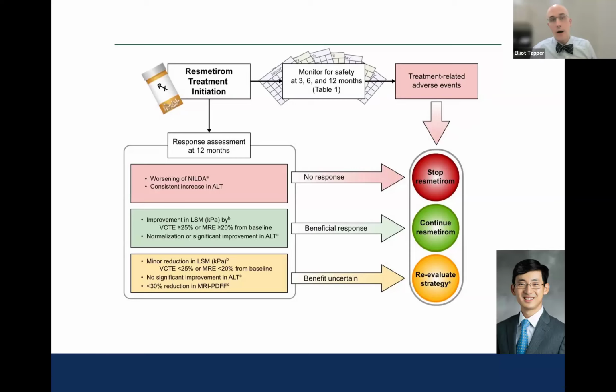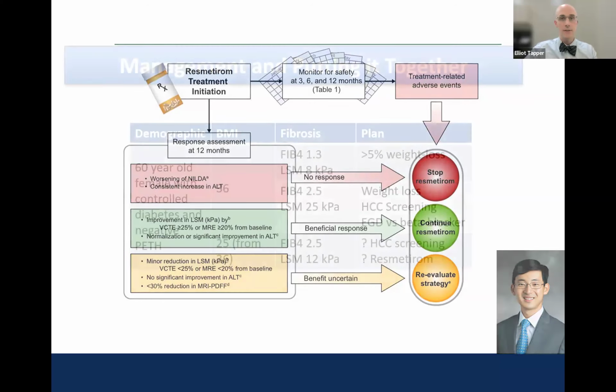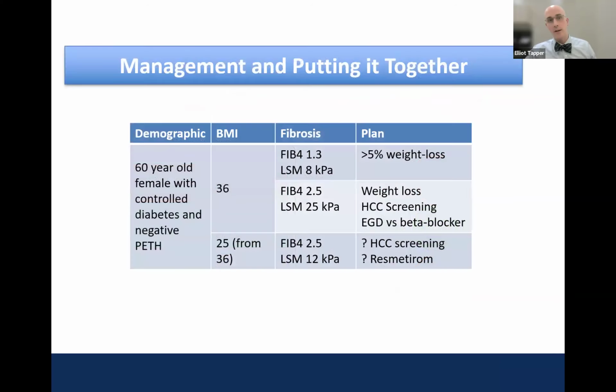But I actually don't see why. To me, a massive improvement in liver stiffness is itself a stopping rule. Because what you should have done from the beginning or all along is address the underlying process that was driving the liver disease. And so this is how I would put it together.